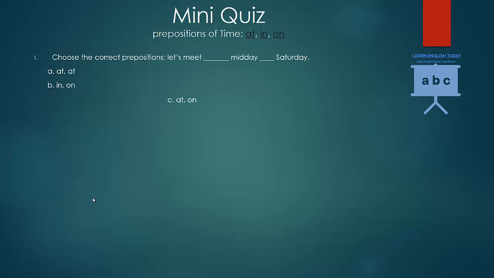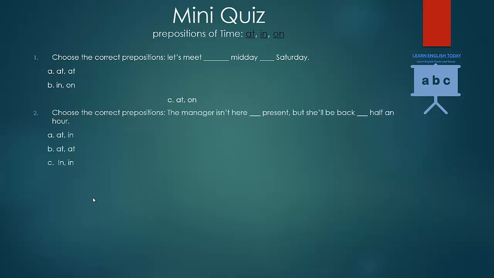Okay, the next question. Choose the correct prepositions. The manager isn't here, present, but she will be back half an hour. A, at, in; B, at; C, in. Yeah, A is correct. At, in. The manager isn't here at present, but she will be back in half an hour. So we studied that for present we can use at.